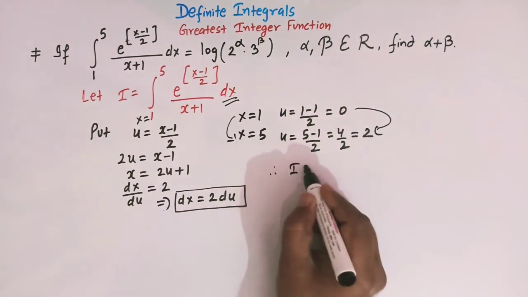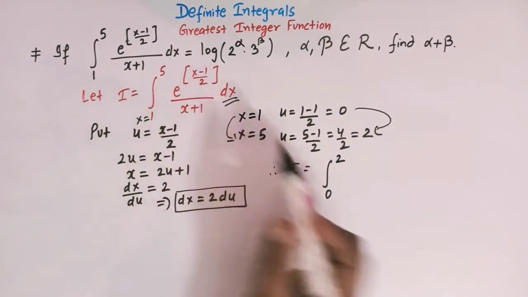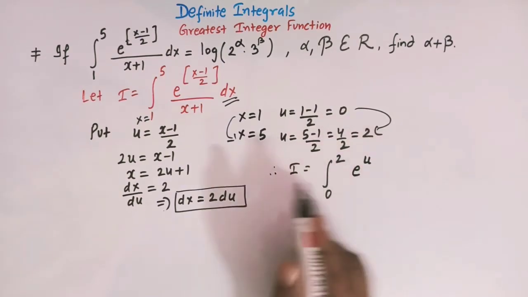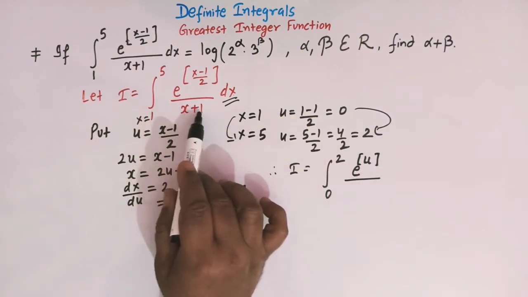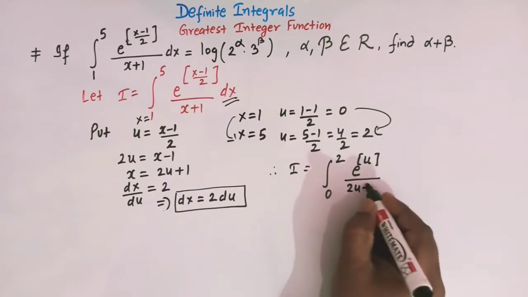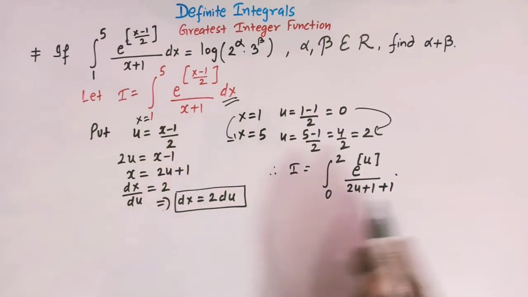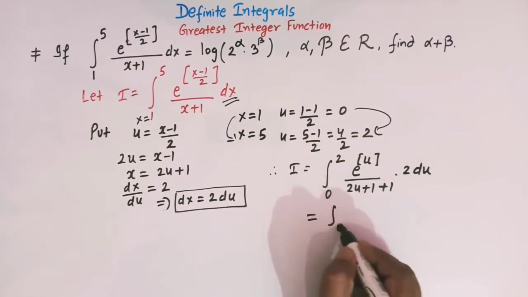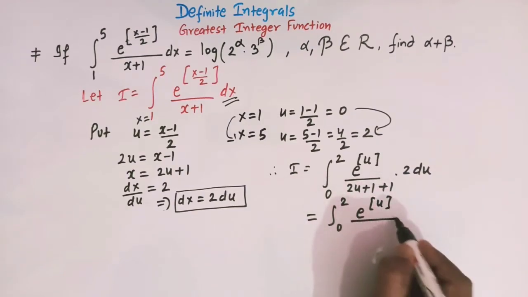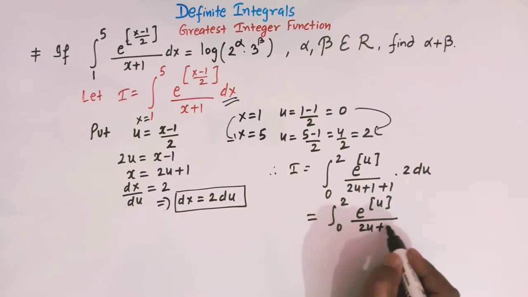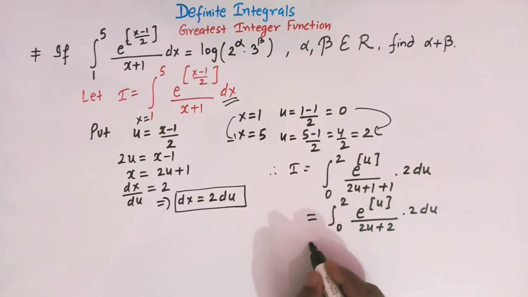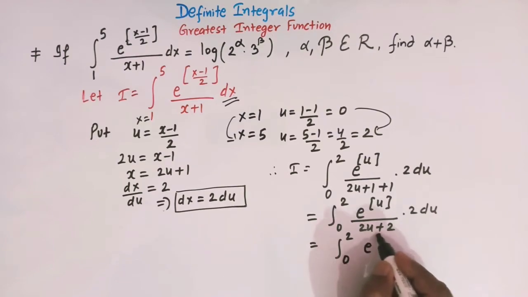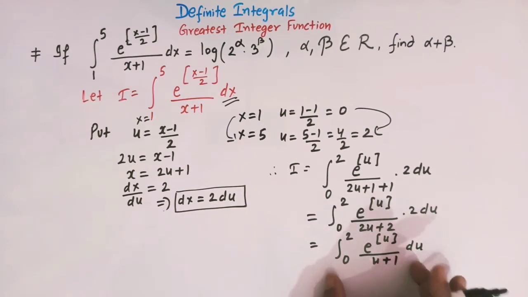So now this integral I can be written as the integral from 0 to 2 of e raised to greatest integer of u, because here we have (x minus 1)/2 as u, and for x plus 1, for x we can write 2u plus 1, and plus 1, and for dx we have 2 du. So now we have the integral from 0 to 2 of e raised to greatest integer of u over 2u plus 2, times 2 du. If we take 2 common from 2u plus 2, this 2 and this 2 get cancelled, and now we are left with the integral from 0 to 2 of e raised to greatest integer of u over u plus 1. So now we have to evaluate this integral.